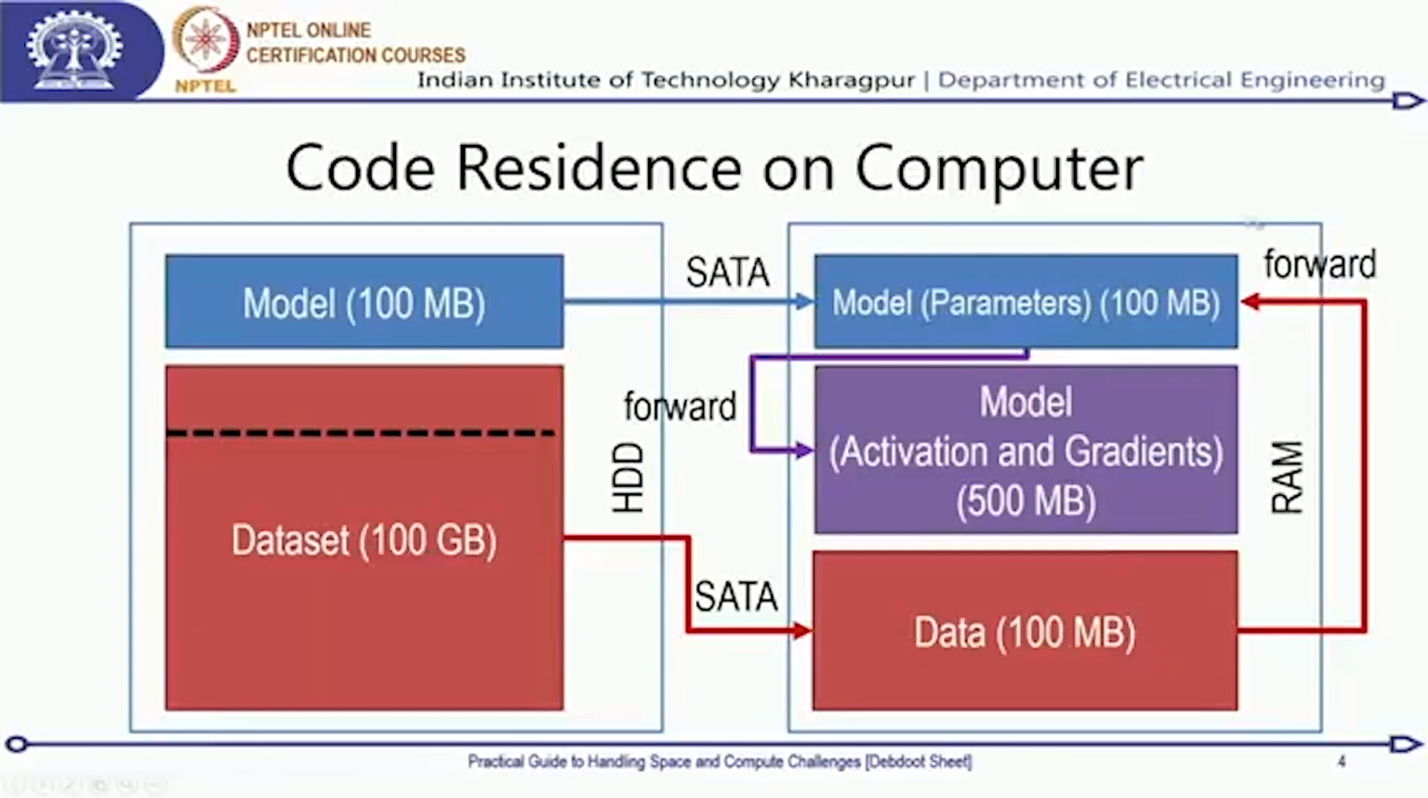Okay. Now, you do a forward, you pass it through the model for each single sample from your batch, which forwards through it, you will get the activation and the gradients calculated, and say that this is in the order of some 500 MB.